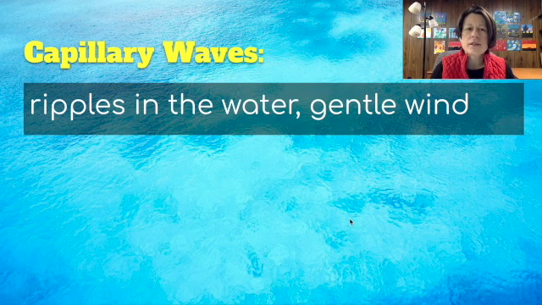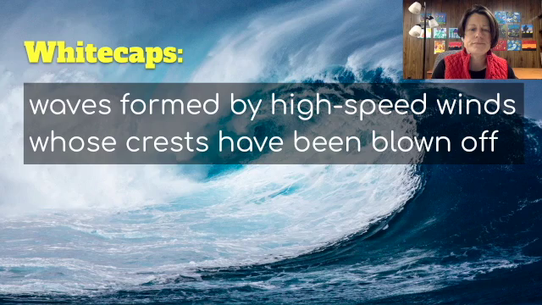Think of them kind of like the capillaries in your body. Those are the smallest blood vessels in your body, and so these capillary waves are the smallest waves in the ocean. Pretty big, strong waves would be whitecaps. These are waves formed by high-speed winds whose crests have been blown off. You don't want to be in the ocean when these are happening because this is generally during a storm and really high winds.